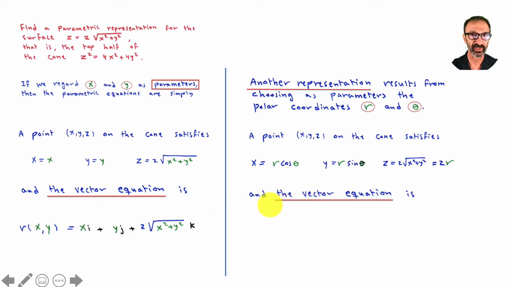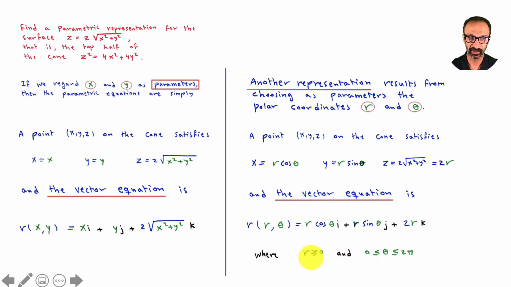And the vector equation is r of r and theta. This is r as a vector, this is r as a radius, theta that we are familiar with. So we have r cosine theta and r sine theta and 2r, such that r is greater than or equal to 0 and theta goes from 0 to 2 pi.